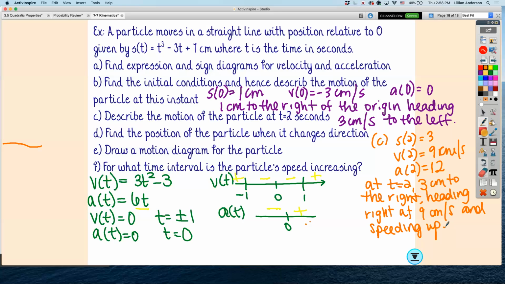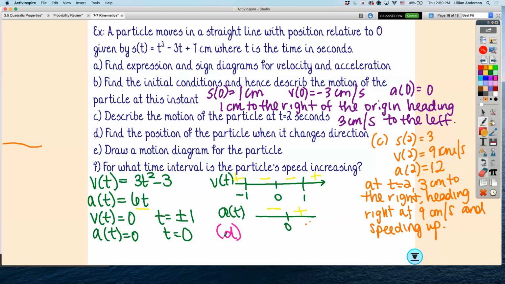Okay, so it changes direction in 2 different places, does it not? At what times does the particle change direction? When it equals 1. Okay, so then that means I have to do what? To find the position of the particle when it changes direction, I gotta plug that value into what? Yes, S of t. It changes directions at -1 and +1.